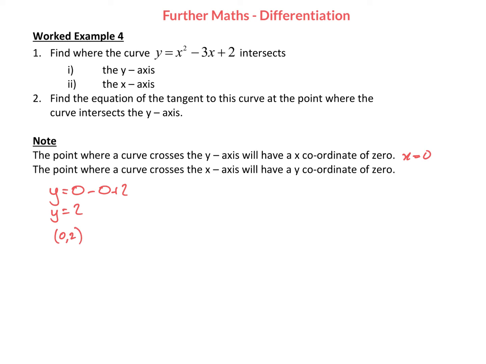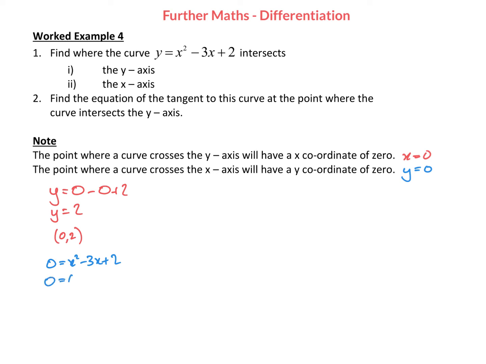When we're talking about the x-axis, though, to find the coordinates, we need to know that y equals 0. At the x-axis, all the y coordinates are 0. And in this case, just need to be a little bit careful. When we put it into the y equation, we get 0 is equal to x squared minus 3x plus 2. What we're left with here is a quadratic equation.